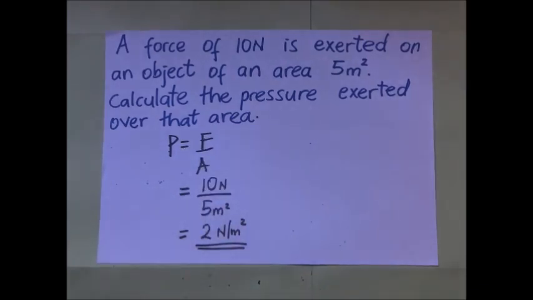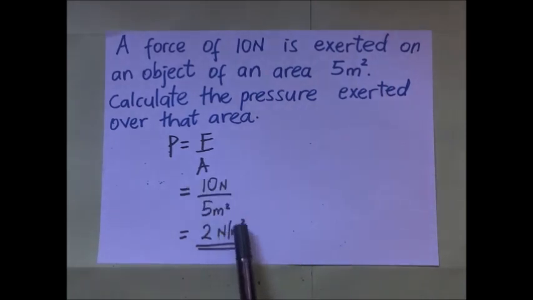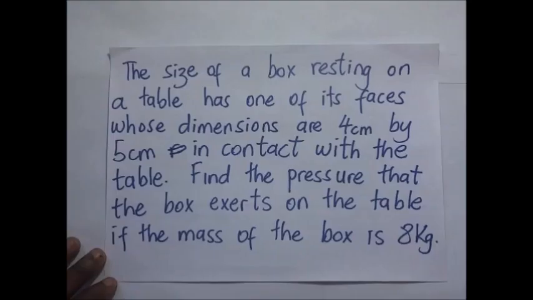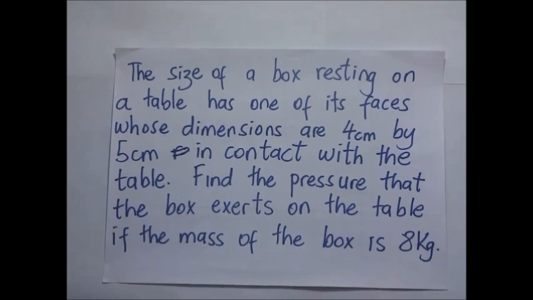Should you be given a question where the area is given in other units other than meters squared, you have to convert them to meters squared, because the SI unit for pressure is newtons per meter squared. So you need to make the necessary conversions so that your answer is in newtons per meter squared or pascals. Right here they're telling us that the size of a box resting on a table has one of its faces, whose dimensions are 4 centimeters by 5 centimeters, in contact with the table. Find the pressure that the box exerts on the table if the mass of the box is 8 kilograms.